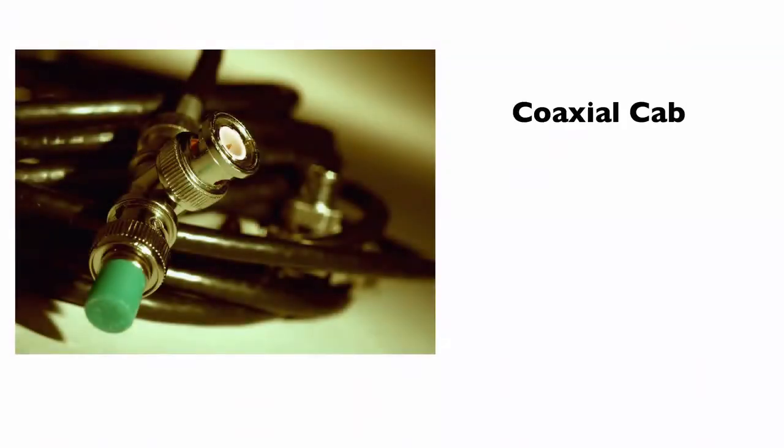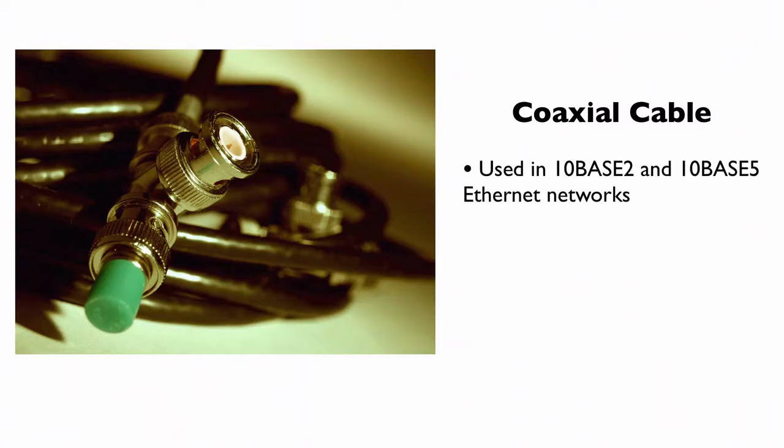A media type that we used to see a lot more of than we do today is coaxial cabling. Coaxial cabling was popular back in the early to mid 90s and late 80s when it was used in 10-base-2 and 10-base-5 Ethernet networks.